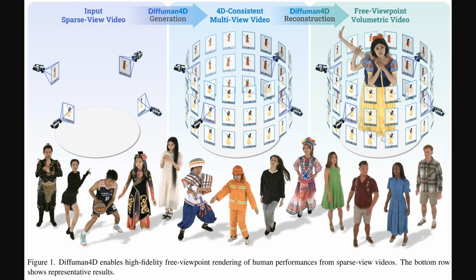Spatio-temporal consistency is key. It means the video looks correct both across different angles and over time. Finally, this creates a free viewpoint volumetric video, basically a full 3D video you can watch from any angle. The results at the bottom show it works on all kinds of people and clothing.